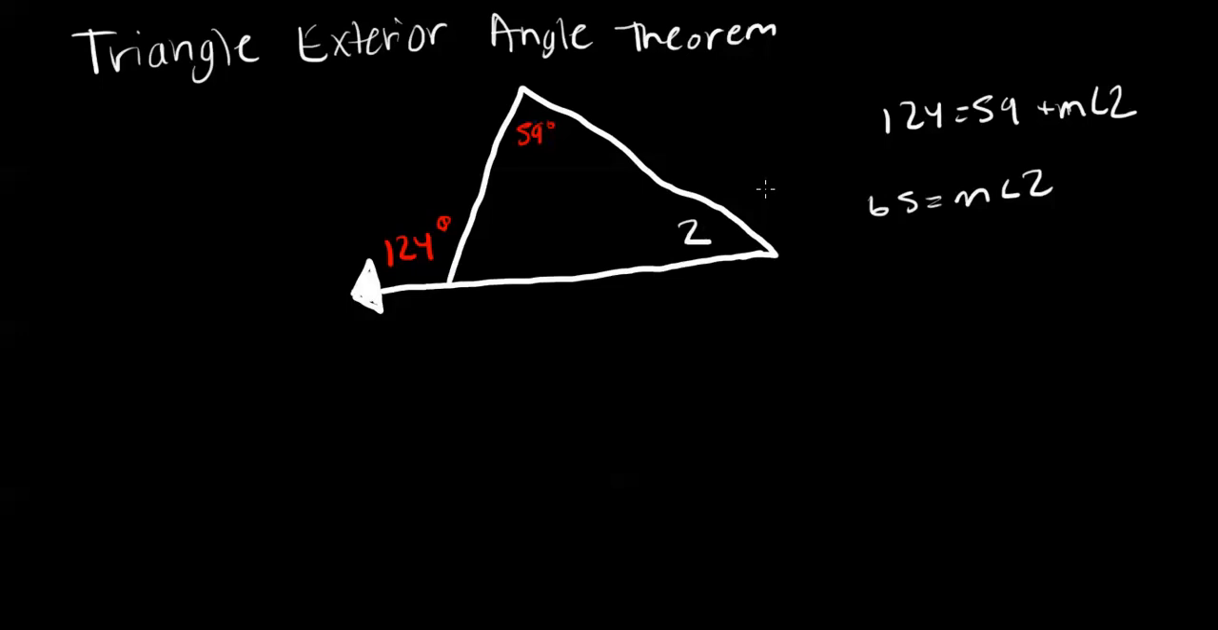So as you can see, 124, which is the exterior angle, equals 59 plus the measure of angle 2. And basically you want to solve for the measure of angle 2, so what you do is subtract 59 from both sides, and that would leave us with the measure of angle 2 equals 65 degrees.